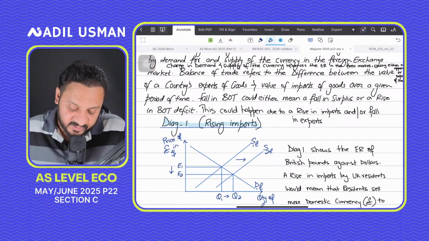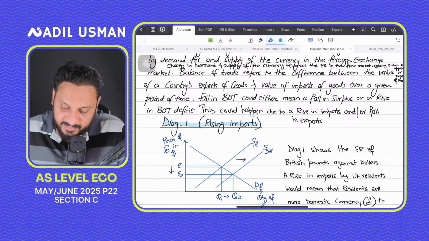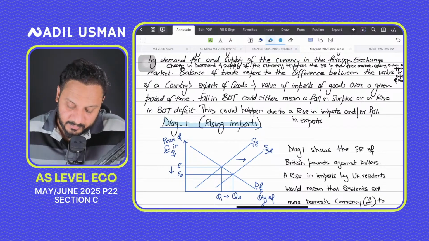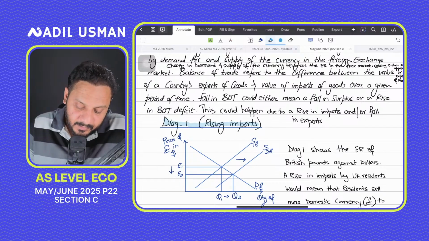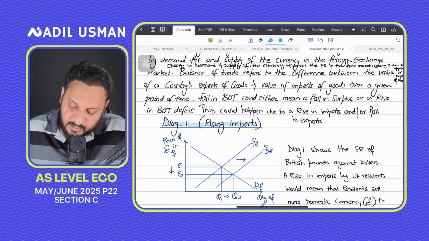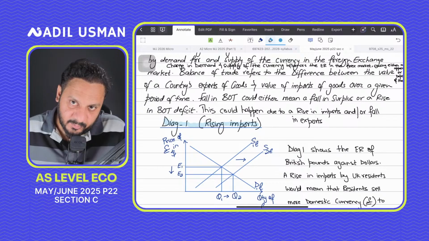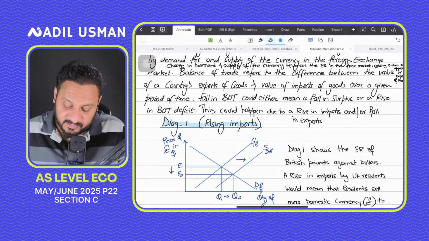You show that the exchange rate is E1, and a rise in the supply of the pound would cause a depreciation of the pound. But you need to explain why, because the question is saying with the help of a diagram, explain two ways in which a fall in the balance of trade may affect the value of the exchange rate. So balance of trade could fall either because exports are falling or imports are rising. And that would affect the demand and the supply.